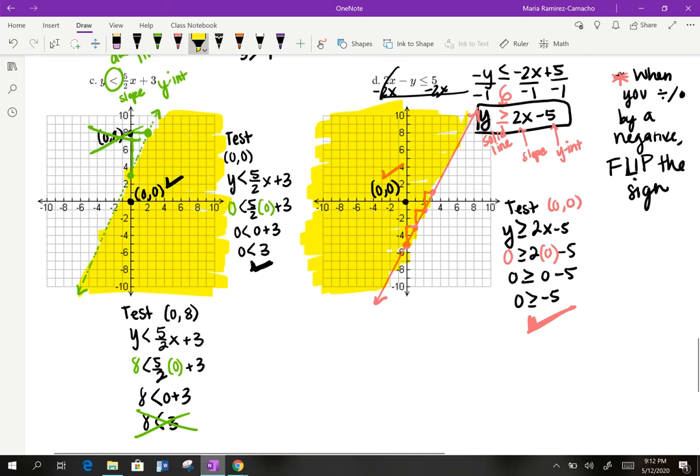We leveled up. We went from solving inequalities with just x and drawing number lines to now solving inequalities with x and y and drawing graphs of lines and testing points still and shading still. But now it's a little bit more complex.